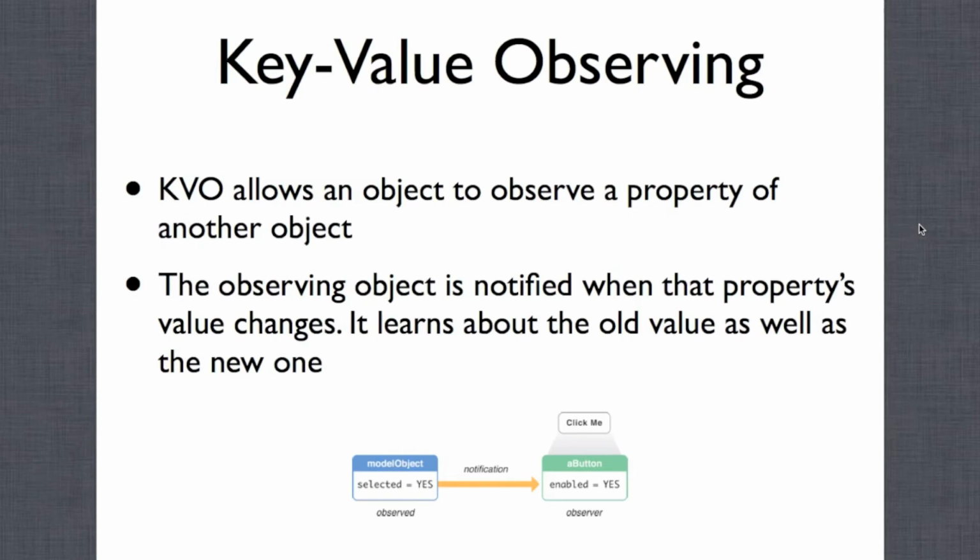Okay, anyway, KVO is a way for an object to observe a property of another object. So it's sort of like a notification, but the idea is the observing object is notified when some property of another object changes. And it learns about the old value and the new value.